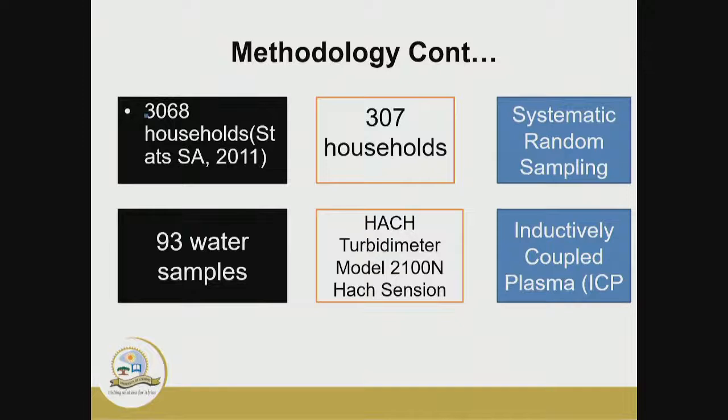For the grey water characteristics, a Hach turbidimeter was used, also model 2100N and Hach machines were used. And also to determine the concentration of the metals in the samples, the inductively coupled plasma was used.